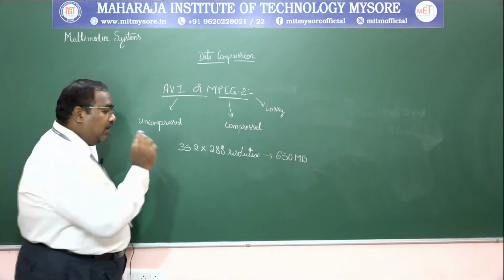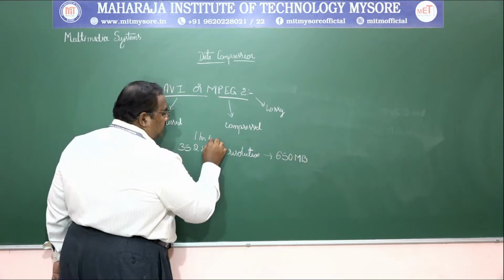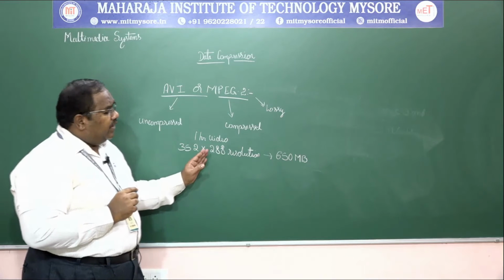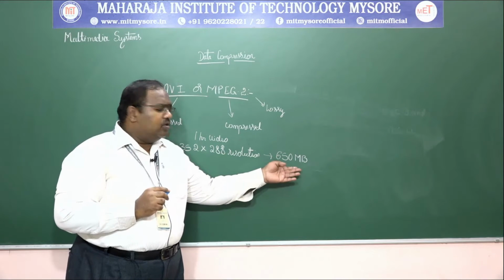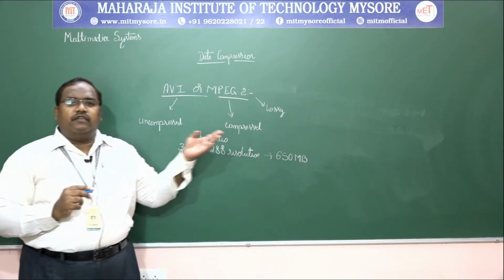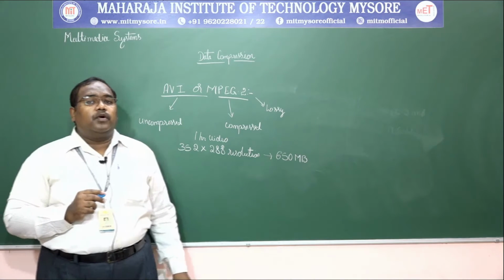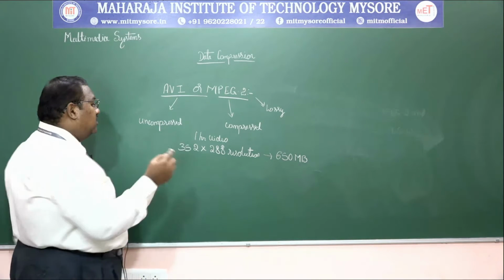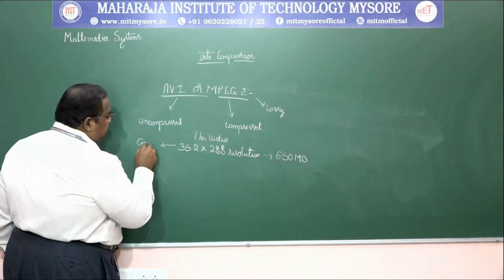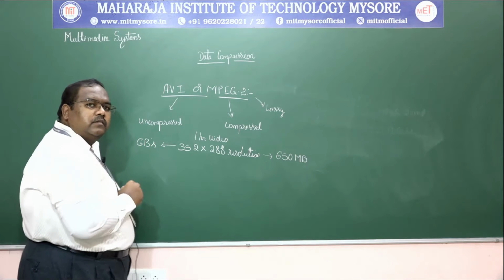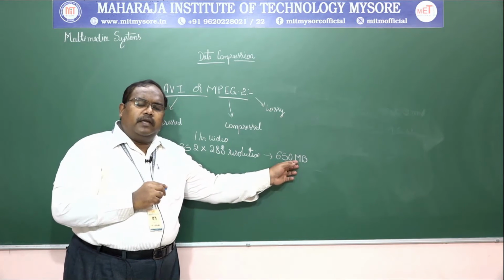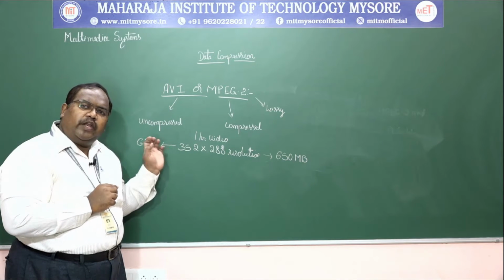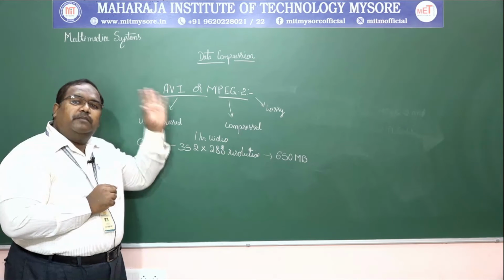Why? It's a 1 hour video. Consider a 1 hour video of this resolution. When we try to store this in an MPEG format, it almost occupies 650 MB. Whereas with AVI, it is in GBs. See, at just 650 MB we are able to store the 1 hour video, whereas here, since we do not adopt any kind of compression, it goes in GBs.